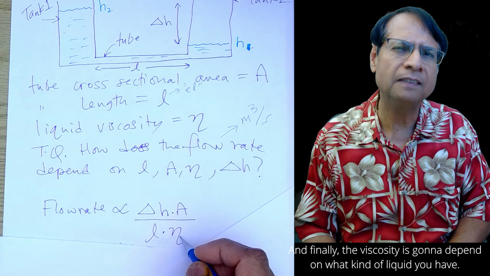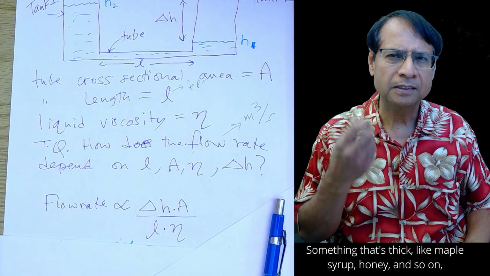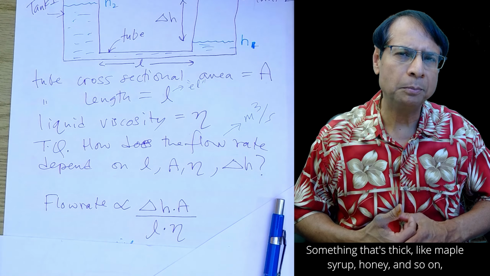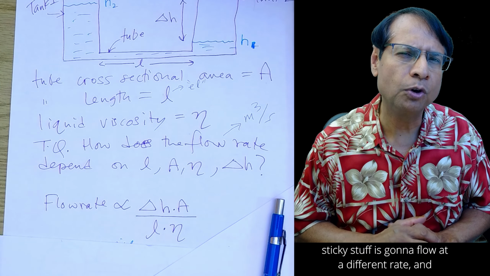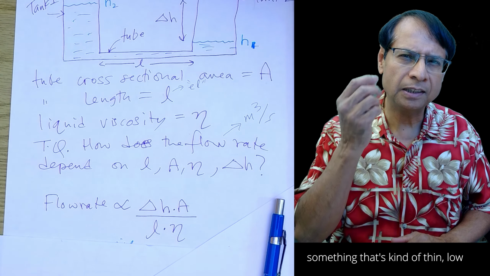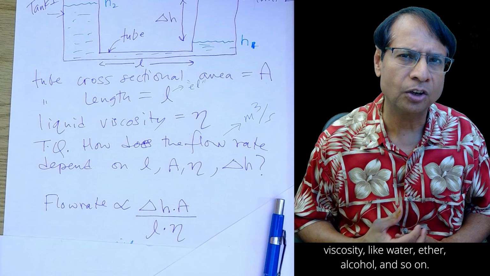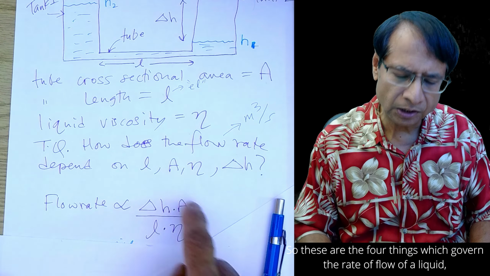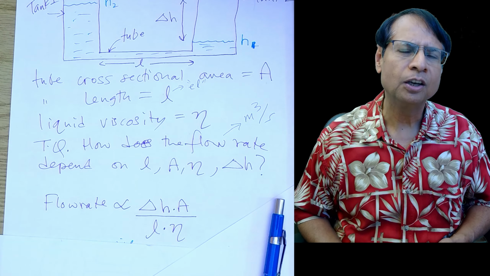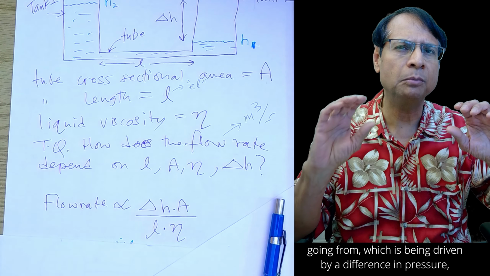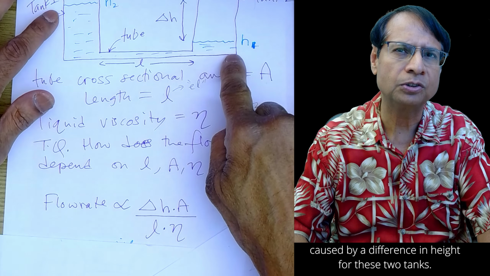And finally, the viscosity is going to depend on what kind of liquid you have. Something that's thick, like maple syrup, honey, and so on, sticky stuff, is going to flow at a different rate than something that's kind of thin, low viscosity, like water, ether, alcohol, and so on. So these are the four things which govern the rate of flow of a liquid, which is being driven by a difference in pressure caused by a difference in height for these two tanks.